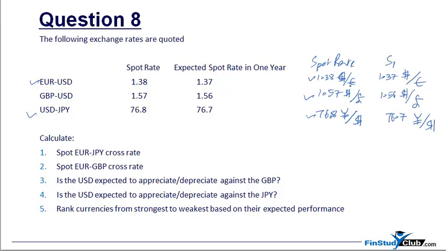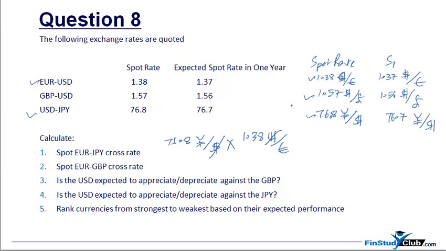So we have $1.38 per euro, and we have 76.8 yen per dollar. So that looks pretty simple. So I'm going to take 76.8 yen per dollar into $1.38 per euro. Alright, so the dollar cancels, so we have 1.38 into 76.8 yen per euro. So just do the maths of it. So 1.38 into 76.8, these many yen per euro, that's going to be the euro JPY cross rate. Let's come to the next one, euro GBP cross rate.